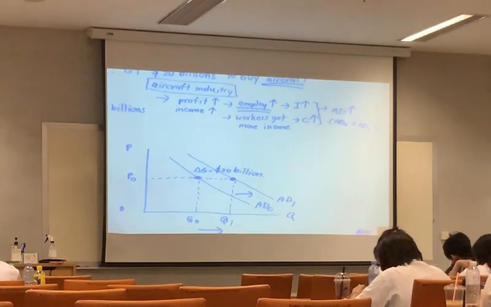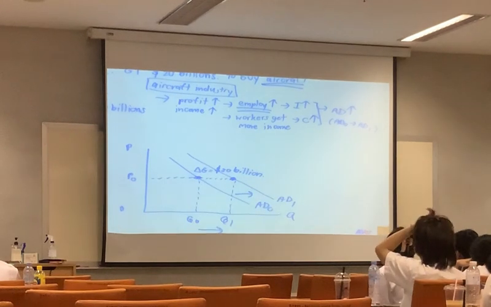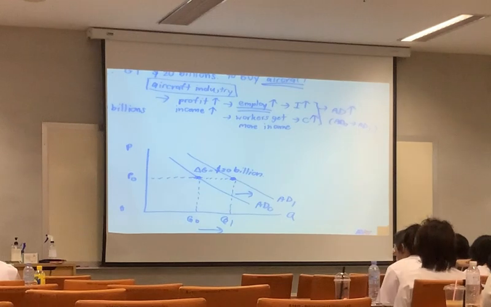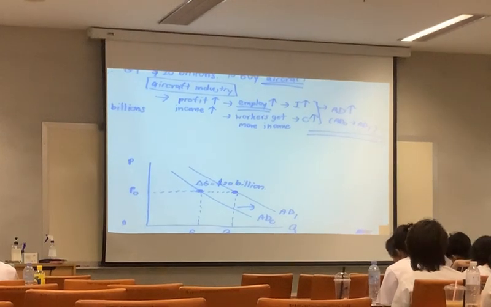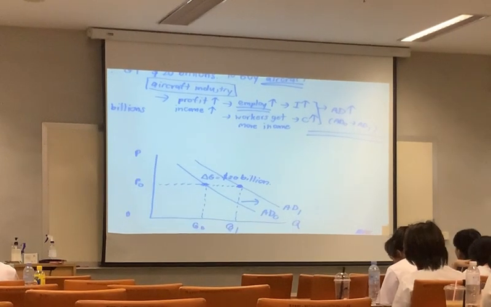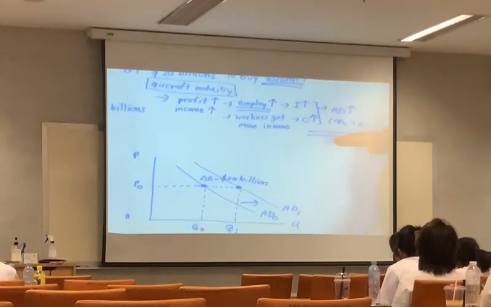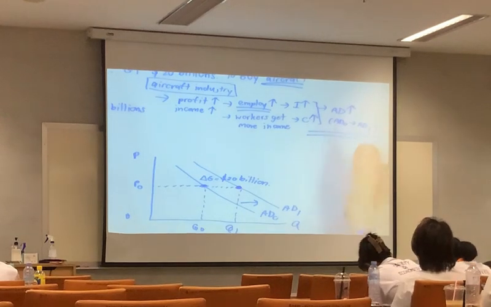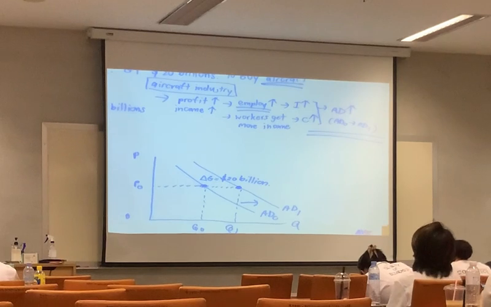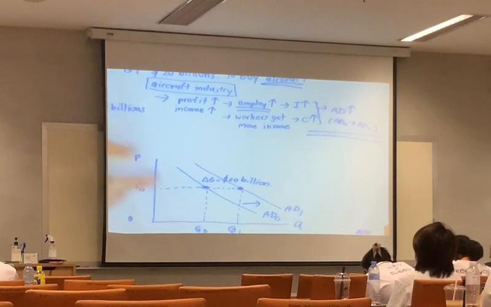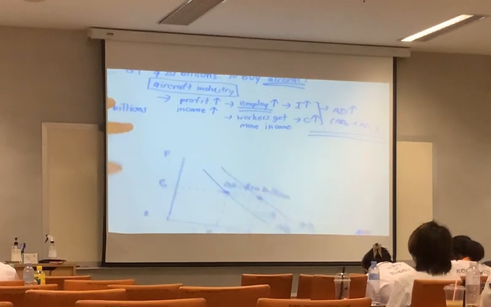You don't need to draw the AS curve, just only AD. So that's why I say it's not difficult. Okay, just finish. The multiplier effects will appear after this step, because the money goes into the aircraft industry, but the money should flow further. Okay, this one is finished.